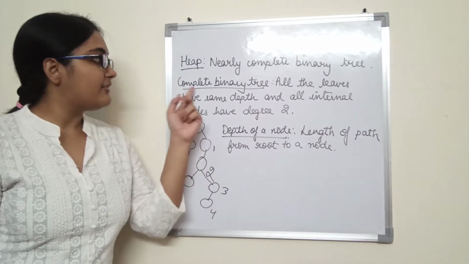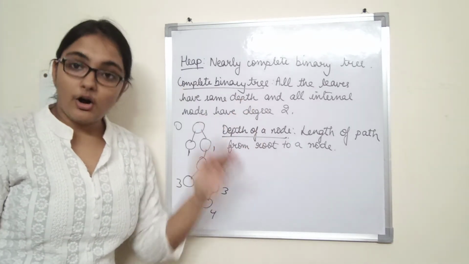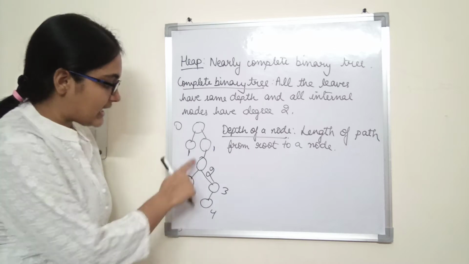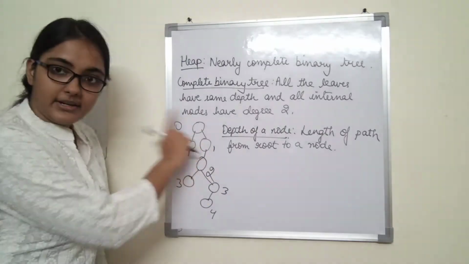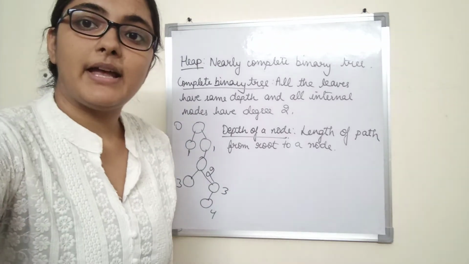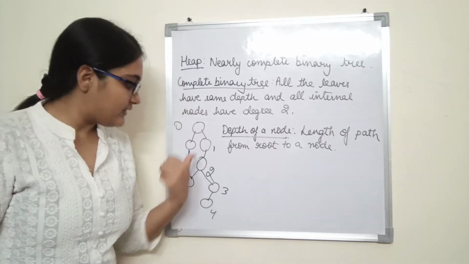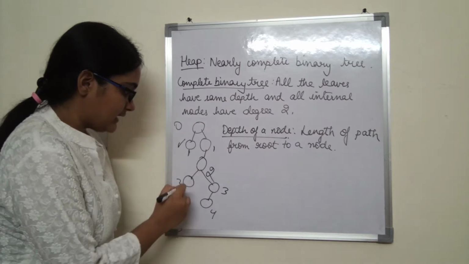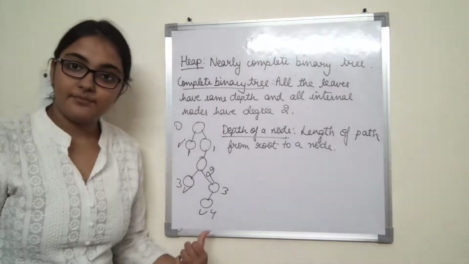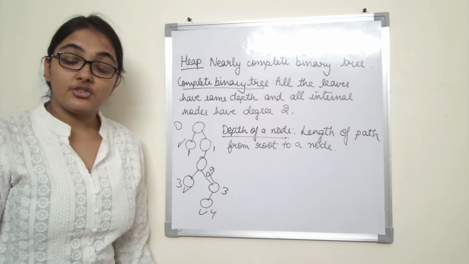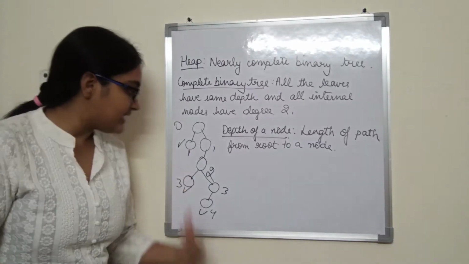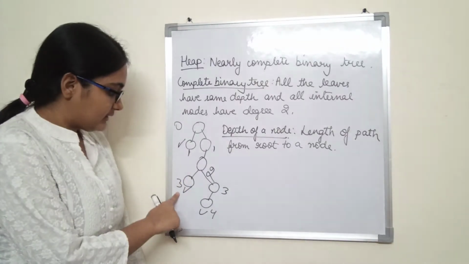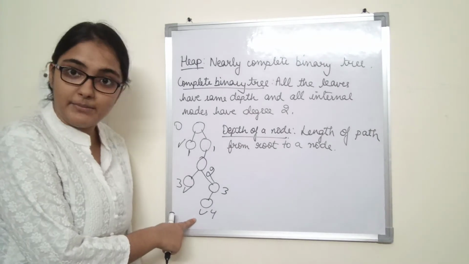So what does the definition of complete binary tree say? All the leaves have to be of same depth. Here are all the leaves in this particular tree. Are all the leaves of the same depth in this tree? What are the leaves? This one is a leaf. This one is a leaf. This one is a leaf. Why? Because they do not have any children. So these are leaves and they do not have same depth. What is the depth of this? 1, 3, 4. So it is not a complete binary tree.